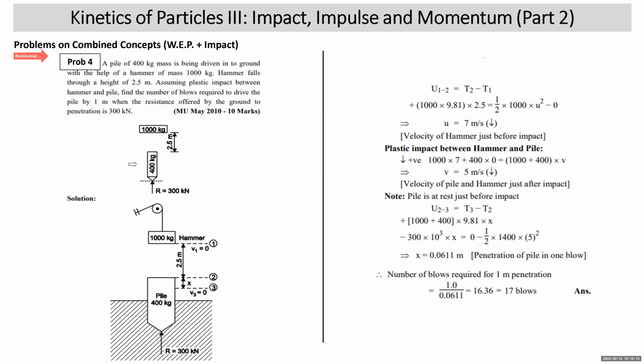All right. Now, students, this was the diagram given. This is hammer falling from the height of 2.5 meter onto a pile of 400 kg. Resistance offered by the ground is 300 kN. Now, I have drawn a diagram which I have put more sense into. So, this is the pile. To understand this problem, you should understand what is pile, what is hammer, where this system is used.